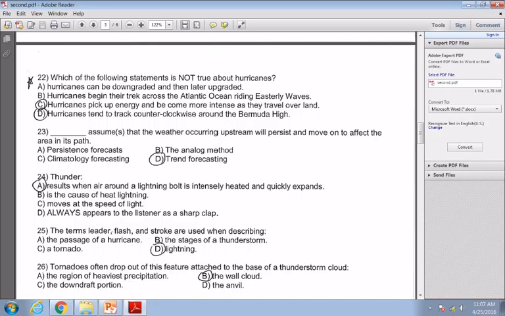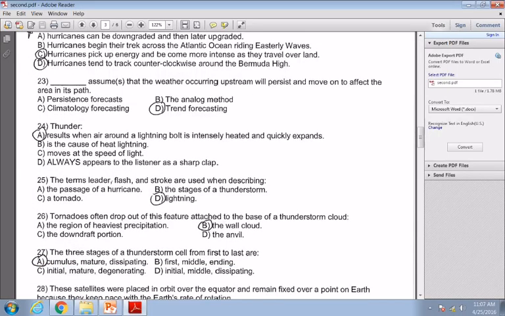That one won't make it to your final. Question 23, D, trend forecasting assumes that what you have upstream is what you're going to get. Question 24, thunder, best answer there is A, results when air is quickly heated by those electrons flowing and expands faster than the speed of sound, so A is the best answer there. 25, the terms leader, flash, and stroke are all associated with D, lightning.